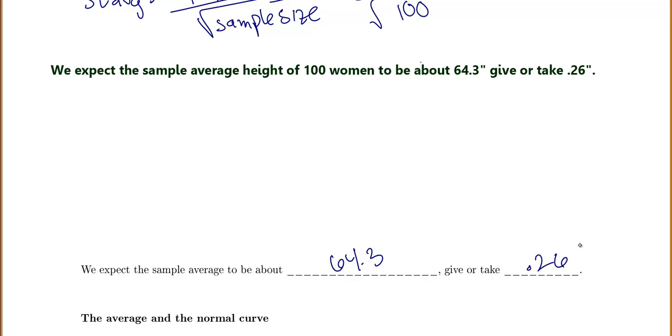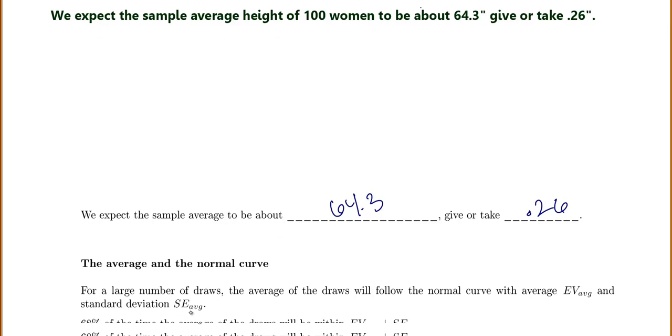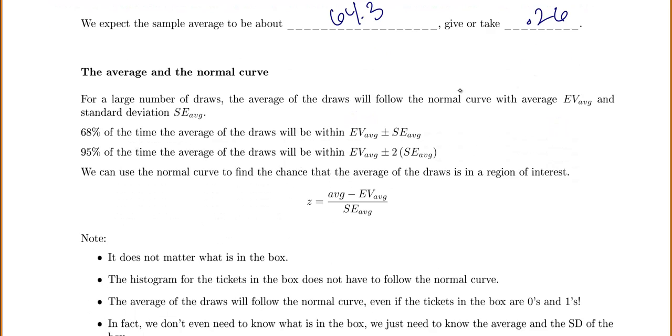So now, just like we did with sums and percentages, we get to look at the normal curve for averages. For a large number of draws, the average of the draws will follow the normal curve with an average of the expected value of the average and a standard deviation of the SE of the average, which means that 68% of the time the average of your draws will be within the expected value of the average plus or minus the standard error, and 95% of the time it will be within the expected value plus or minus 2 standard errors. So it's the exact same thing we've done with the sum and percentage, now we're just doing it with the averages.